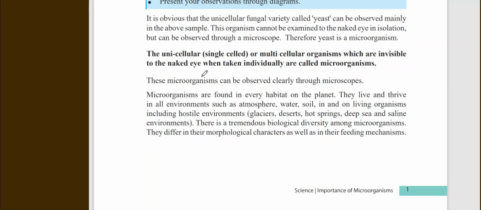So organisms that cannot be or which are invisible to the naked eye when taken individually are called microorganisms. This one is really important in a way. If you think, when taken individually, as a whole we can see them.